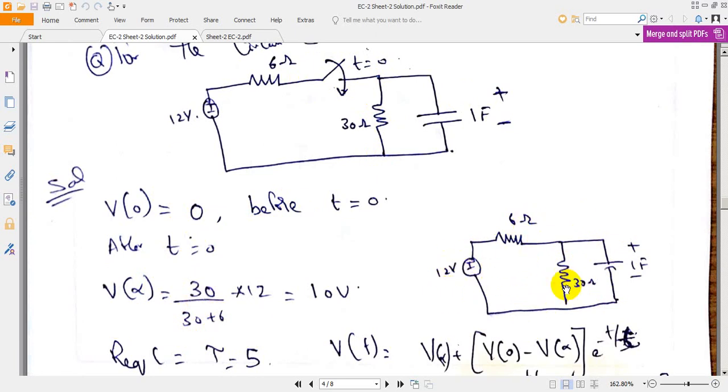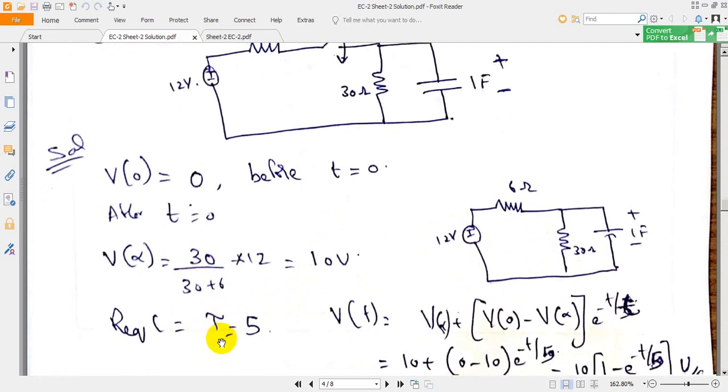So 12 volts, 6 ohms, and then we want the voltage across this capacitor, which is equal to the voltage across this resistance. Voltage across this resistance in this closed loop will be V infinity, equal to total voltage into the same resistance where we are going to evaluate, divided by the total resistance, 30 plus 6. We will get it as 10 volts. This is the V infinity.